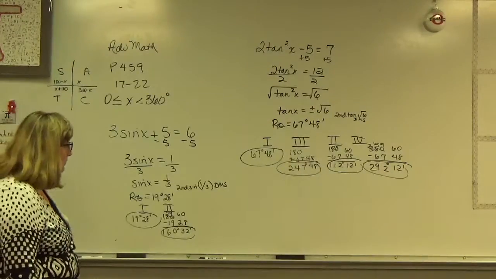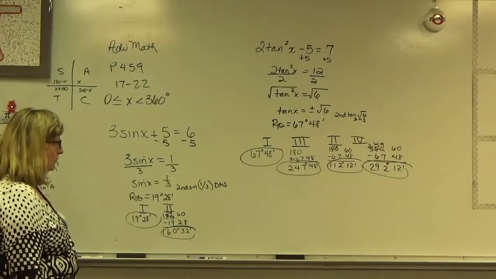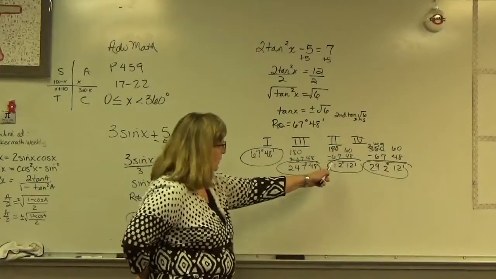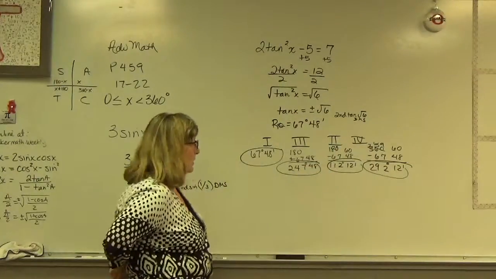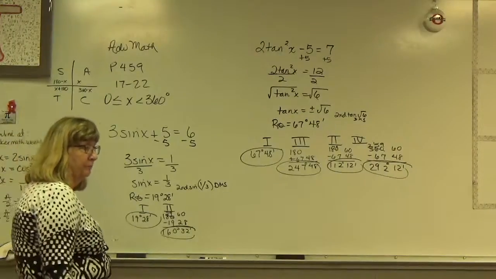Is that 112°12'? 112°12'. Because 48 from 60 is 12, right? And then 67 from 179 is 112 too. That doesn't happen all the time, but it did on that one.